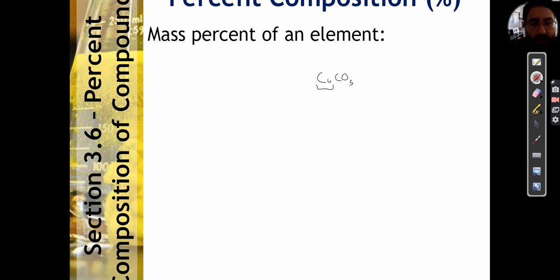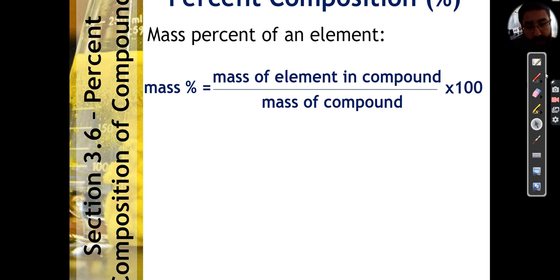They said this compound is going to be a certain percent copper, a certain percent carbon, a certain percent oxygen, regardless of whether you have 1 gram or 10,000 grams. That came from this calculation of percent composition. So what is percent composition? The percent by mass is equal to the mass of the element over the mass of the whole compound, multiplied by 100, so you can get a percent.